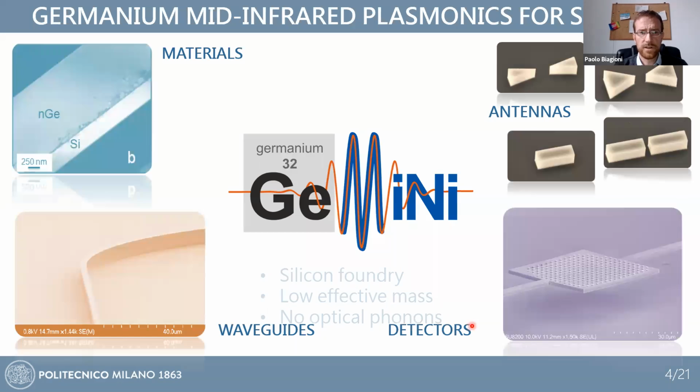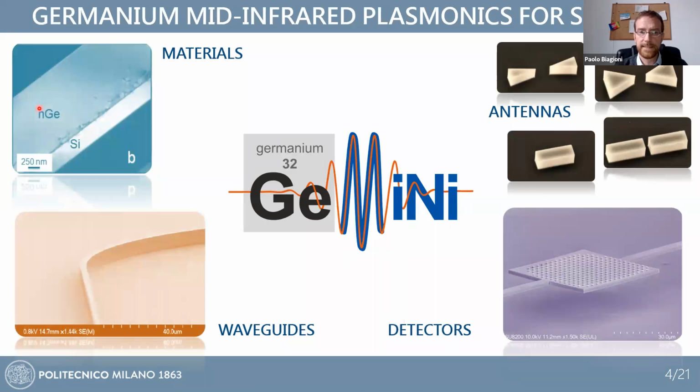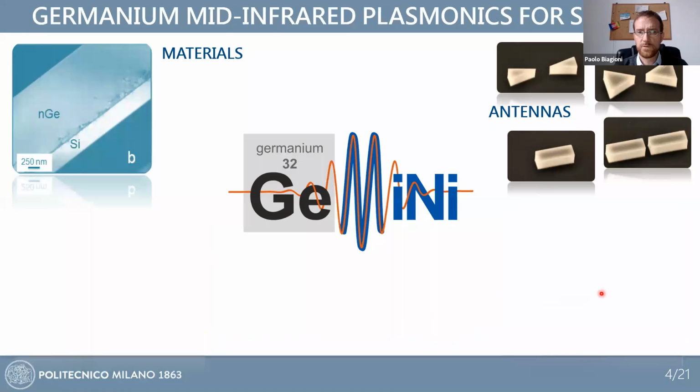So within the consortium, we studied materials. The platform is germanium grown epitaxially on silicon. We fabricated and exploited antennas, and we also focused on dielectric waveguides for the on-chip distribution of the signals, and on some concepts based on bolometer detectors. But what I'm going to discuss today is mainly material science and plasmonic antennas.